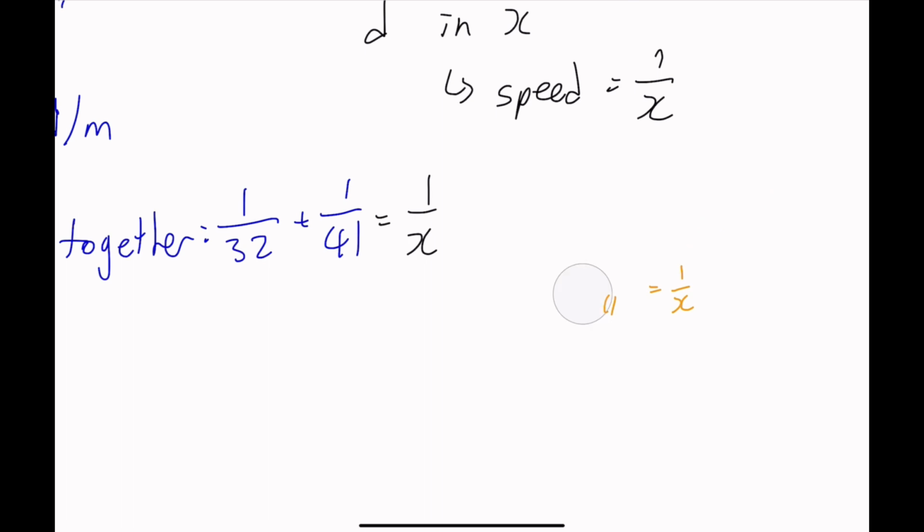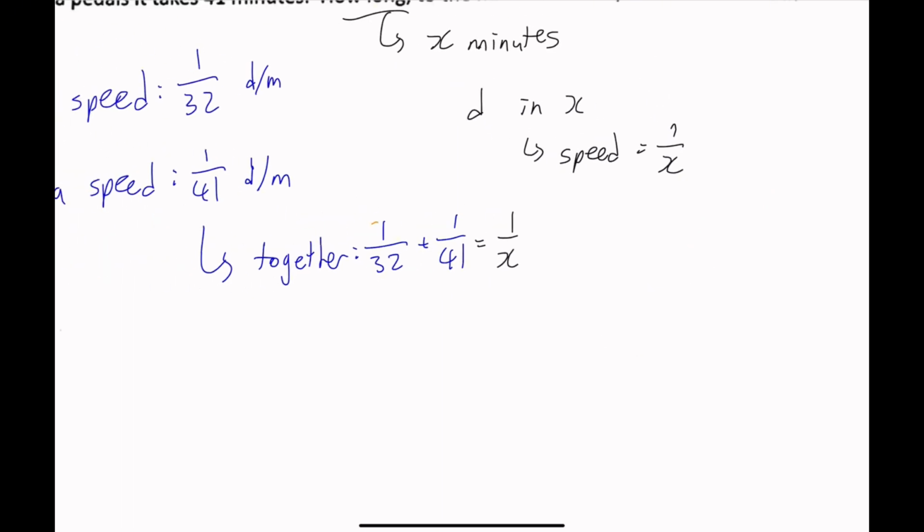So basically we have that, and then now we can just get what this is. 32 and 41, they have nothing in common, so it's just going to be 32 times 41. And then 41 plus 32, that's going to be 73. And then 32 times 41, what is that? That's 1312. This is going to be 1 over x. Therefore, x must be the reciprocal of this, which is 1312 over 73. And so that is our answer.